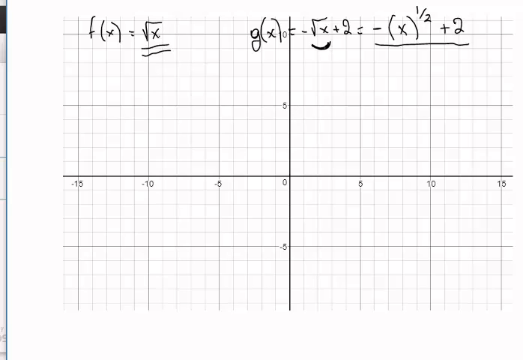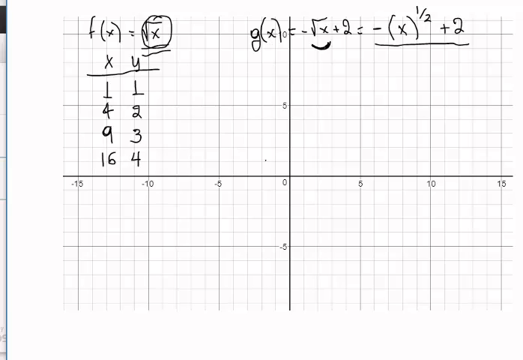So the first thing that we want to do is to graph this function here. In order to do that, we have to find a few points. When x is 1, y is 1. When x is 4, y is 2, since the square root of 4 is 2. I'm taking only perfect squares here. When x is 9, the square root of 9 is 3. When x is 16, the square root of x is 4.